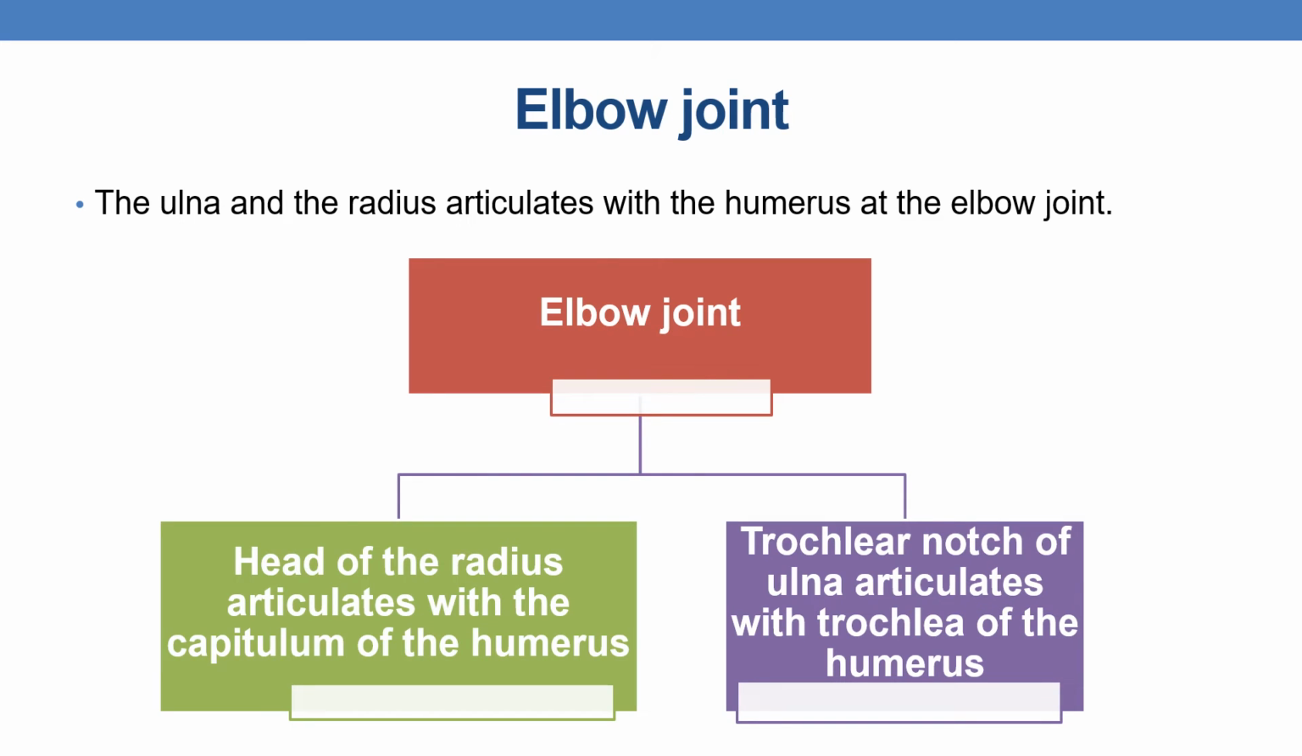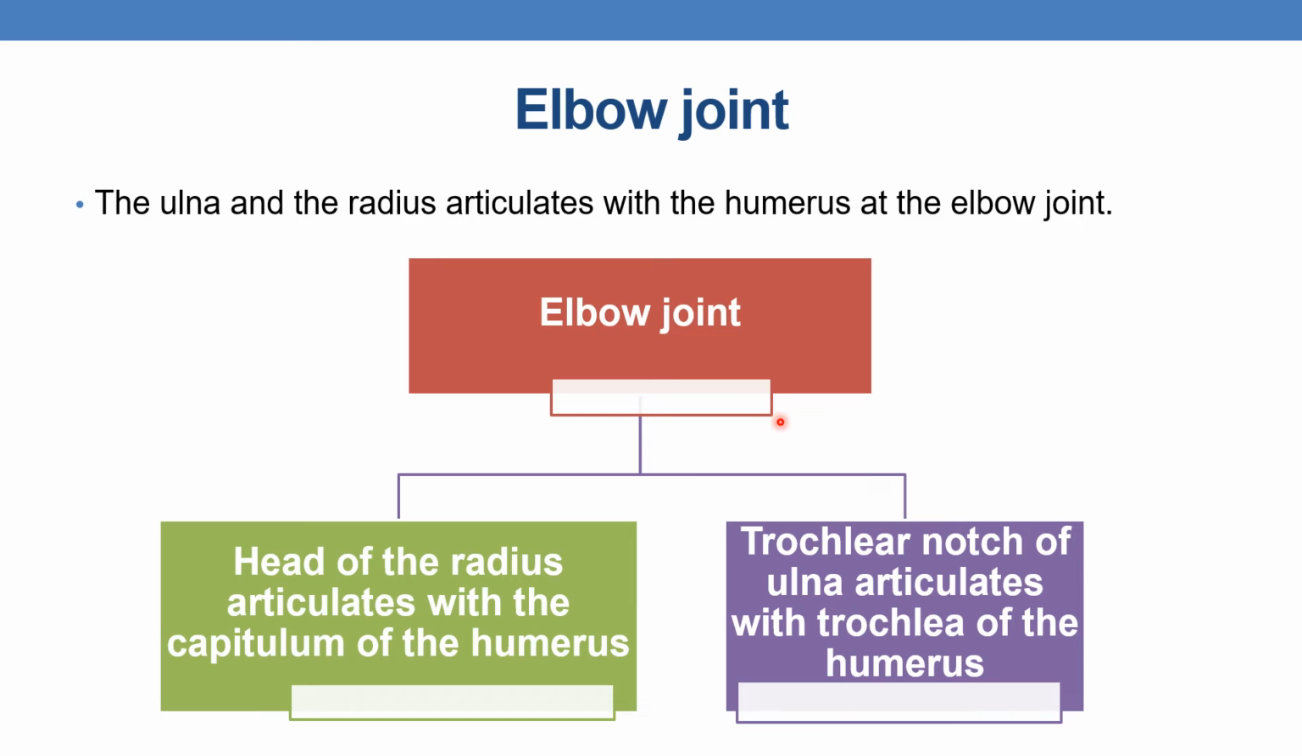Now coming to elbow joint. Elbow joint is formed by articulation between 3 bones, ulna, radius and humerus. The ulna and the radius articulate with humerus at the elbow joint, and the elbow joint is formed by 2 points of articulation. The first one is head of the radius articulates with capitulum of the humerus, and the next is trochlear notch of ulna articulates with the trochlea of the humerus.